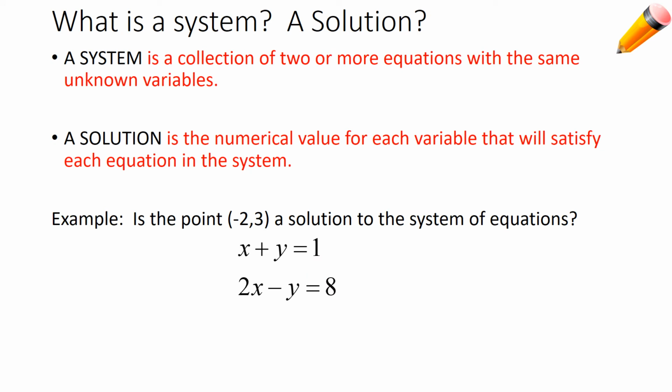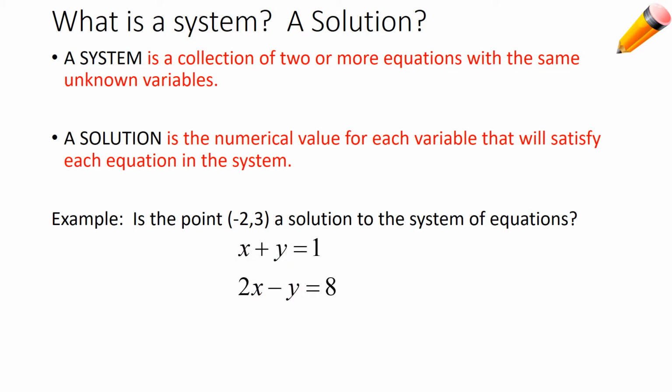In your first flap in your foldable, it's titled What is a System? A Solution. That should be on the bottom and the top of your little flap. Inside, you should write down what's in red, those two definitions. A system is a collection of two or more equations with the same unknown variables. So two equations like we have in the example below, where we have an x in both equations and a y variable in both equations. And then the solution to that system is the numerical value for each variable, or the number for x and the number for y, that will satisfy or make those equation statements true in the system.